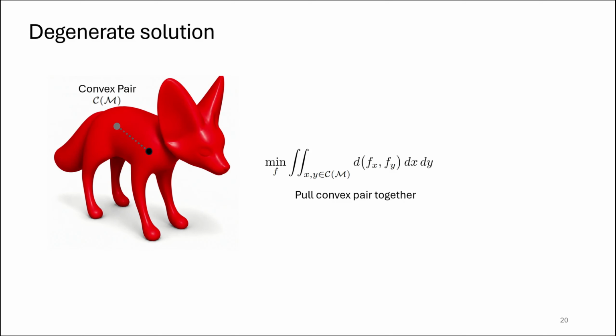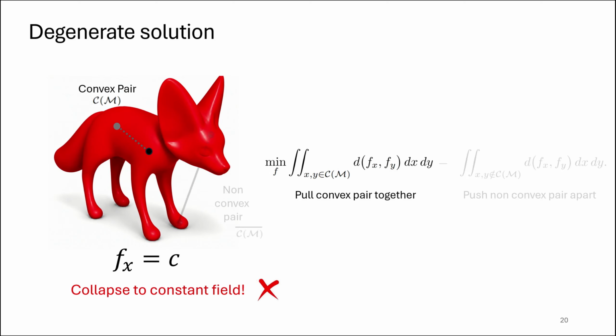But that is not enough, because merely minimizing the feature distance of the convex pairs would result in a trivial solution where all the features on the shape would just equal a constant. So we want to add another term that separates the feature distance of non-convex pairs. In short, we have two terms. One tries to push the convex pairs together, and one tries to push the non-convex pairs apart.